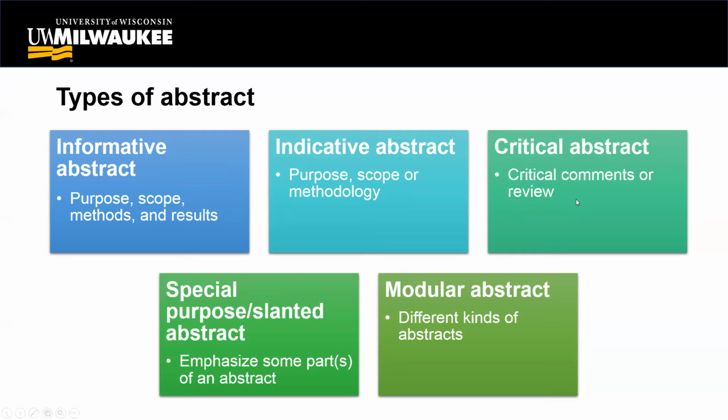The critical abstract provides critical comments or review. Say this article lacks whatever, or they did not provide substantial evidence or whatever. That's called a critical abstract. The special purpose slanted abstract emphasizes some parts of the document, maybe the methodology part or something special. A modular abstract combines different kinds of abstract. They are either put together or separate, depending on the definition of the abstract there.